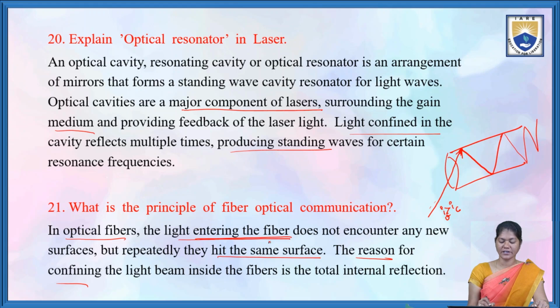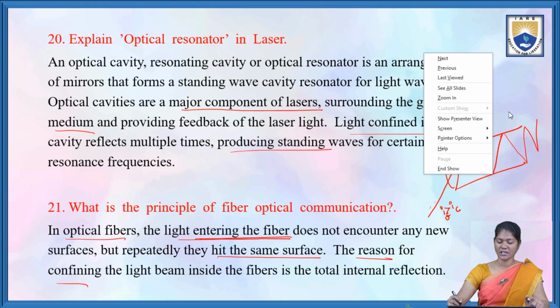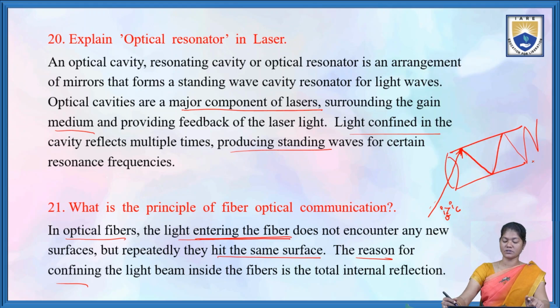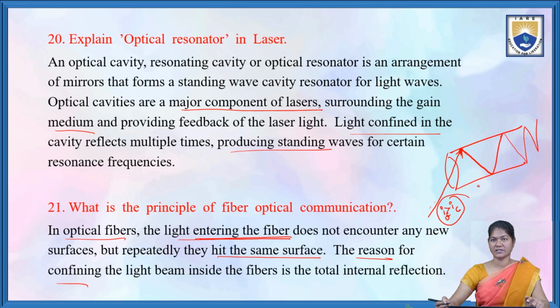So light entering the fiber does not encounter any new surfaces. It hits the same surface repeatedly because it encounters total internal reflection. When the incident angle is greater than the critical angle, the light reflects back into the same medium. The light is totally reflected back into the same medium. This is called total internal reflection, and on the total internal reflection principle, optical fiber communication works.